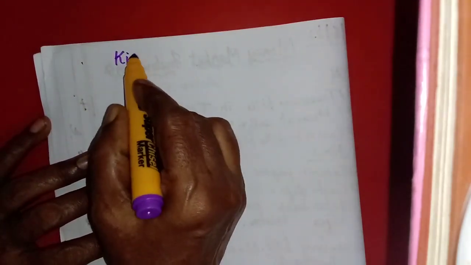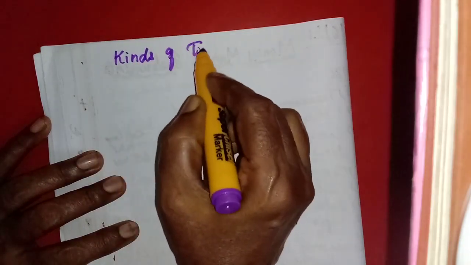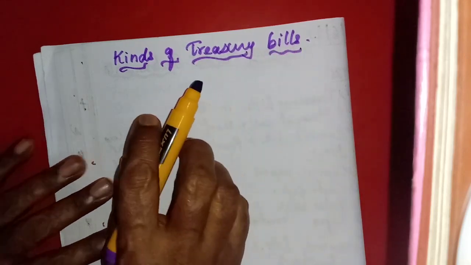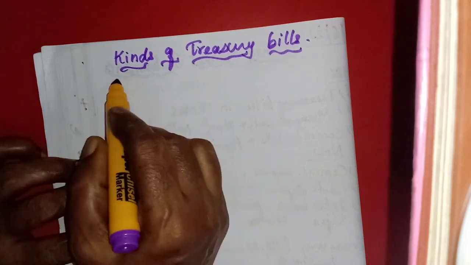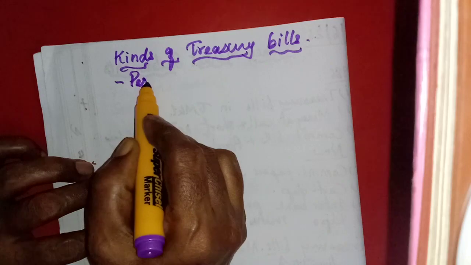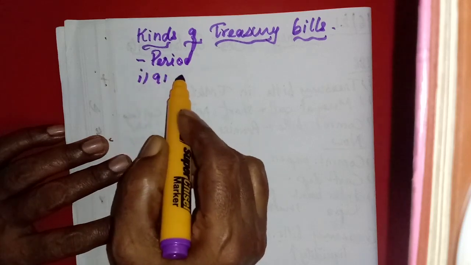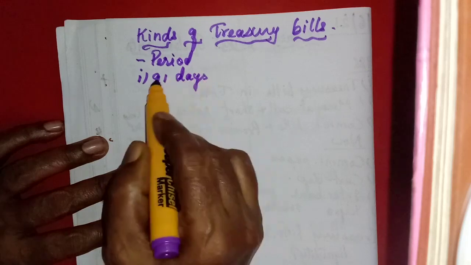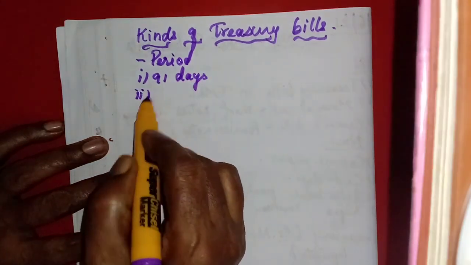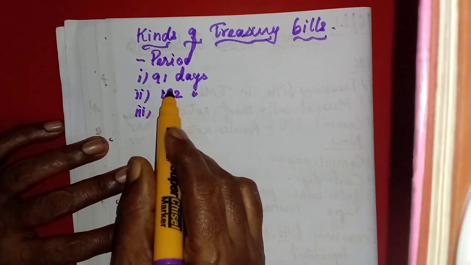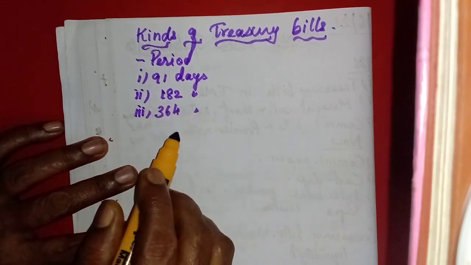Now we will learn the kinds of treasury bills. What are the kinds of treasury bills? On the basis of the period, these treasury bills are divided into 3. Number 1 is 91 days treasury bills, so within 3 months it will be matured. Maturity period is 91 days. Then double of this one, 182 days. Then the third one, double of this one, is 364 days treasury bills.